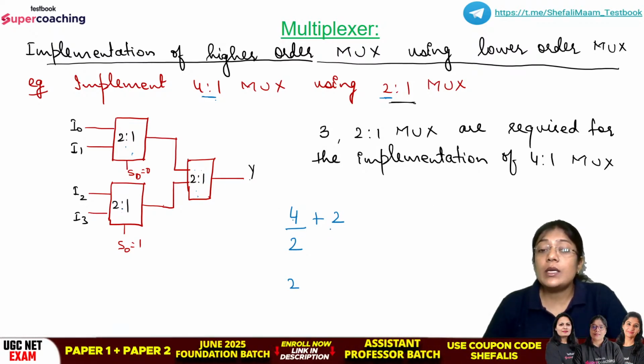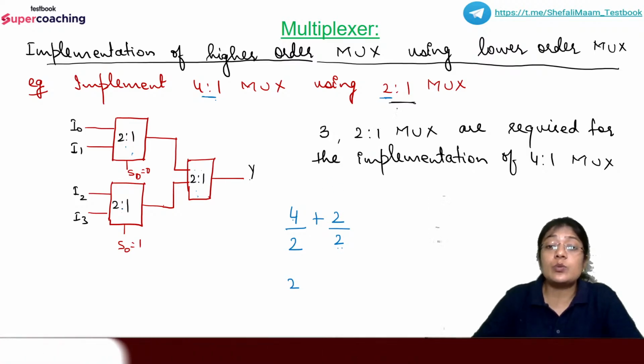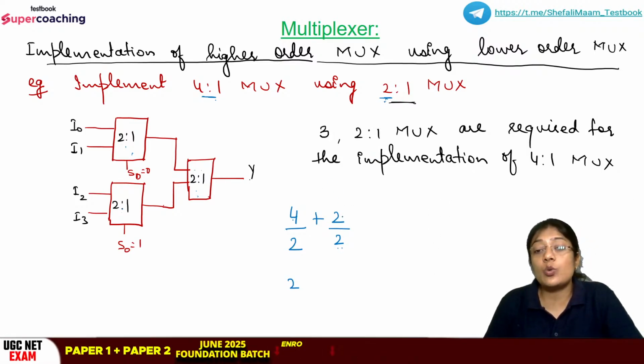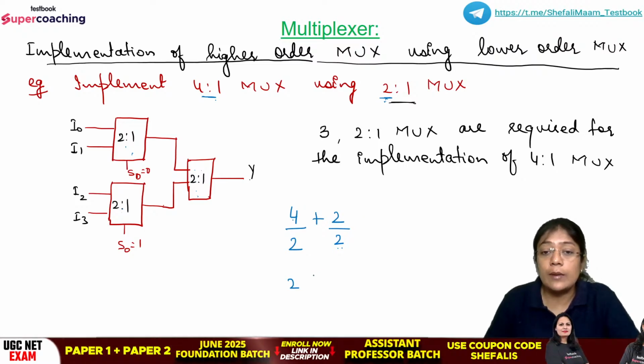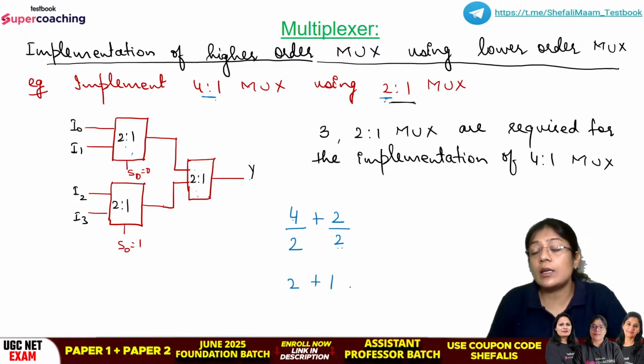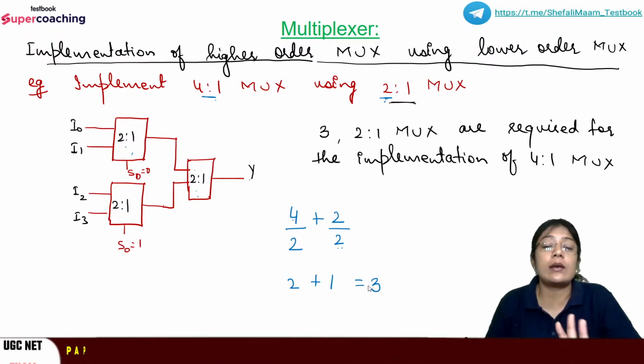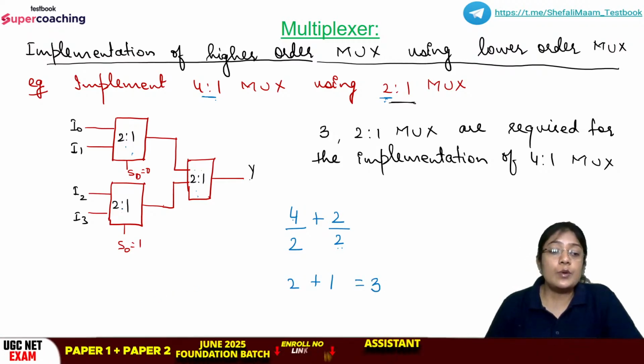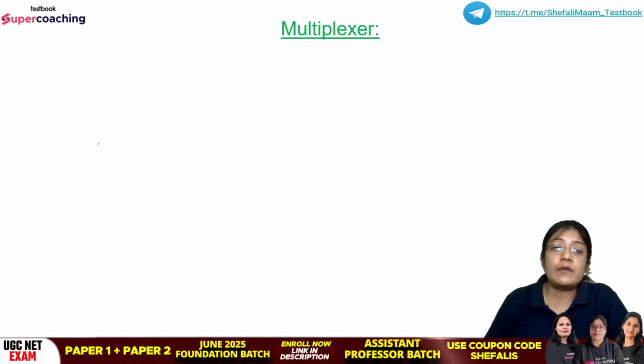How many multiplexers will be used at level 2? 2 divided by 2. Why divide by 2? Because we are implementing it using 2:1 multiplexers. So 2 divided by 2 is nothing but 1. As soon as 1 comes, we'll stop there. That means 3 multiplexers are required. Let's take the general concept, then we'll derive one formula. I want to implement 4:1.